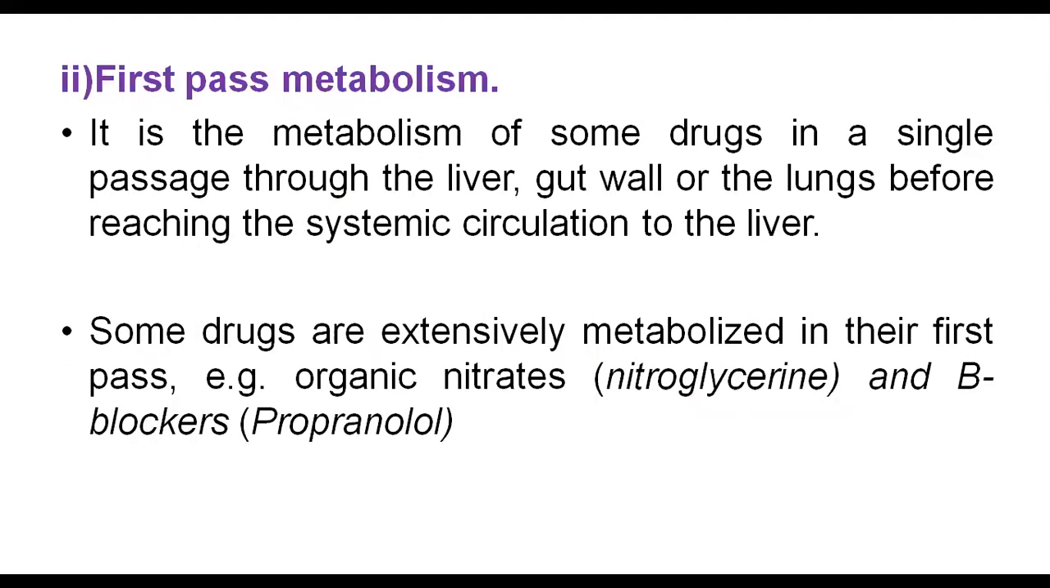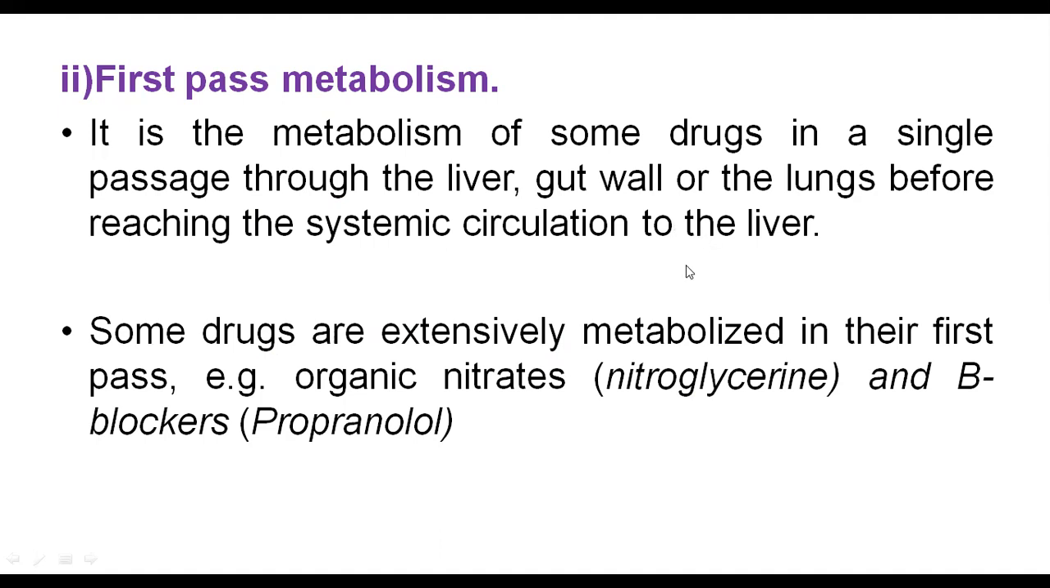Then we have what is known as first pass metabolism. This will also affect the absorption. It will affect the percentage of the drug that becomes available to the tissues to exert an effect. What is first pass metabolism? It is the metabolism of some drugs in a single passage through the liver, gut wall, or the lungs before reaching systemic circulation.